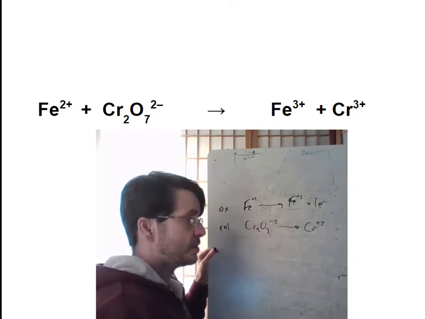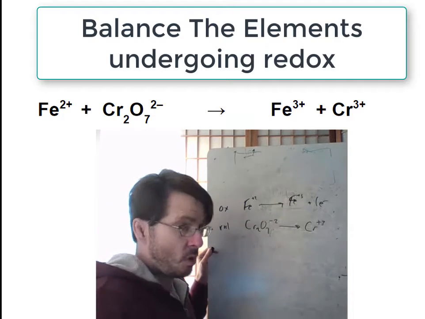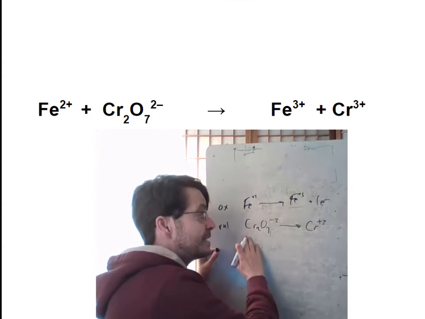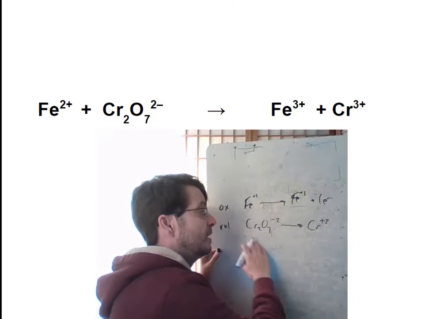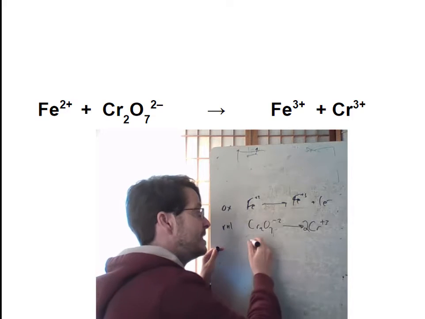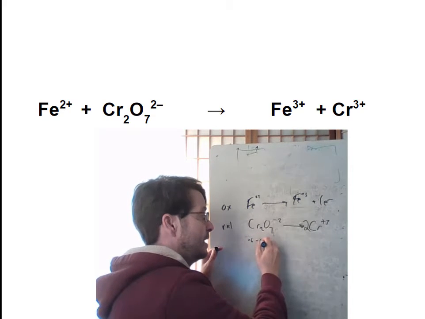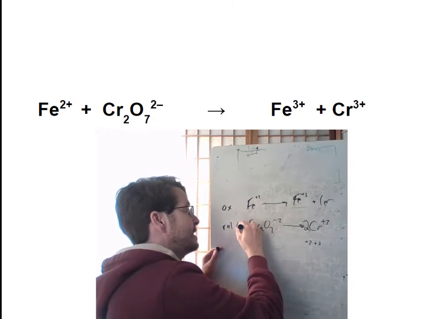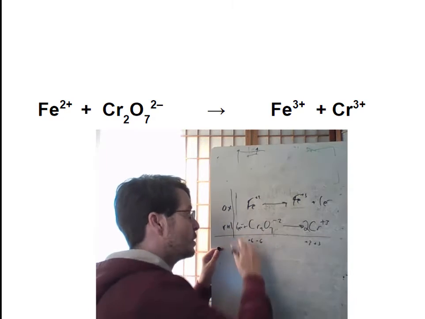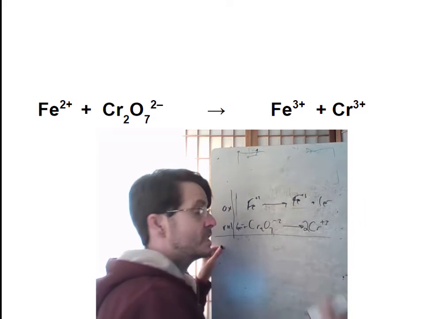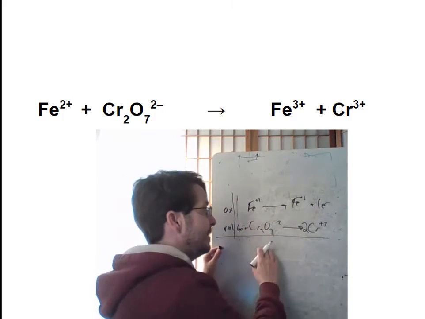But the first step, step 1, balance what is undergoing redox. The element that's undergoing redox, there are 2 of them here. That means there are 2 of them here. Now, what we see then, this goes from +6 and +6 to +3 and +3. This is a 6 electron reduction. So we can see that that's a 6 electron reduction. Once we know that, then we can then balance the electrons.